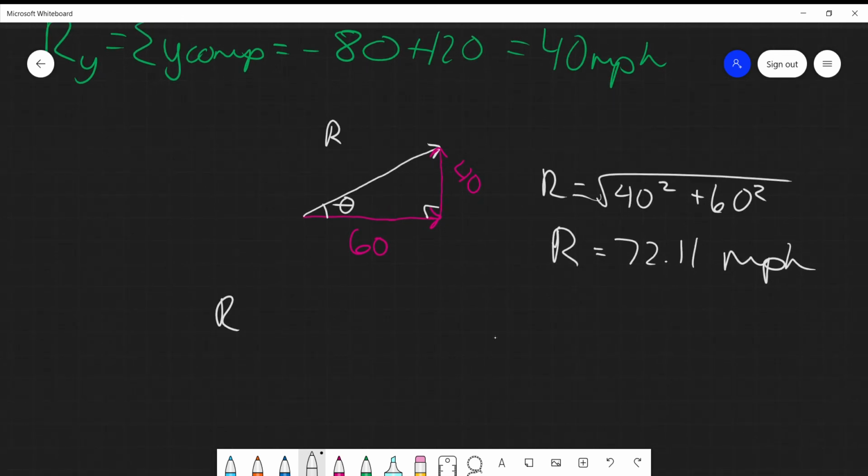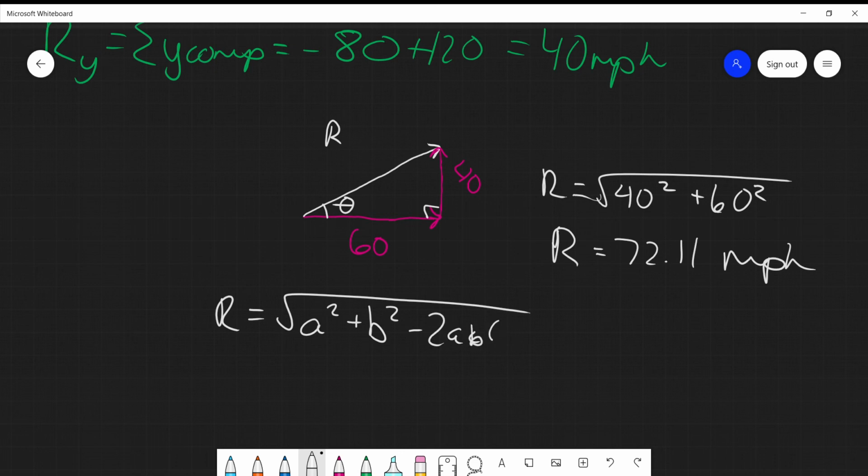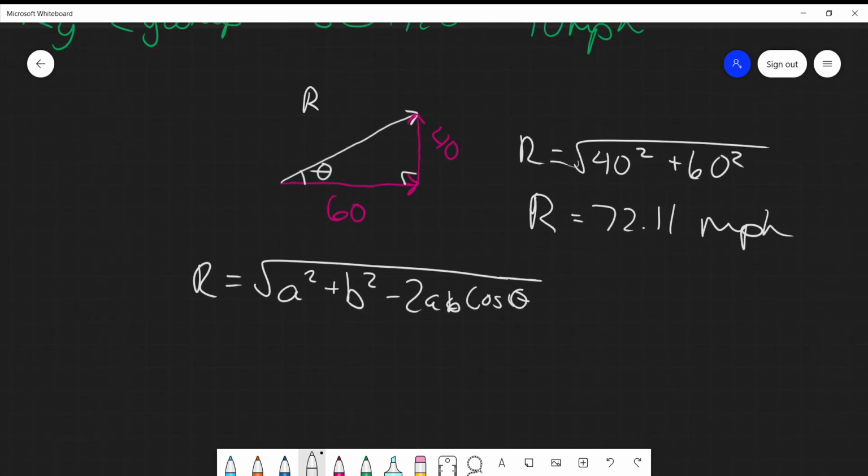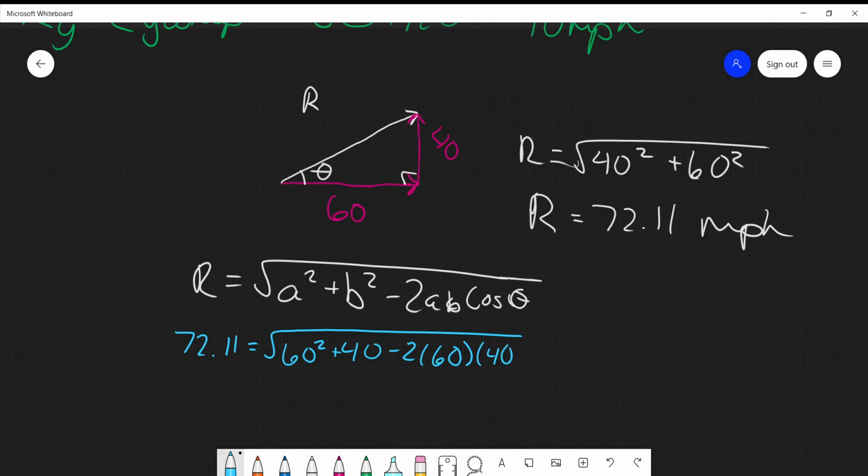So we get r equals the square root of a squared plus b squared minus 2ab cosine C, or cosine theta in this case, because I've altered it slightly to match our variables that we're using. So we have 72.11 equals the square root of 60 squared plus 40 squared minus 2 times 60 times 40 times cosine of theta.